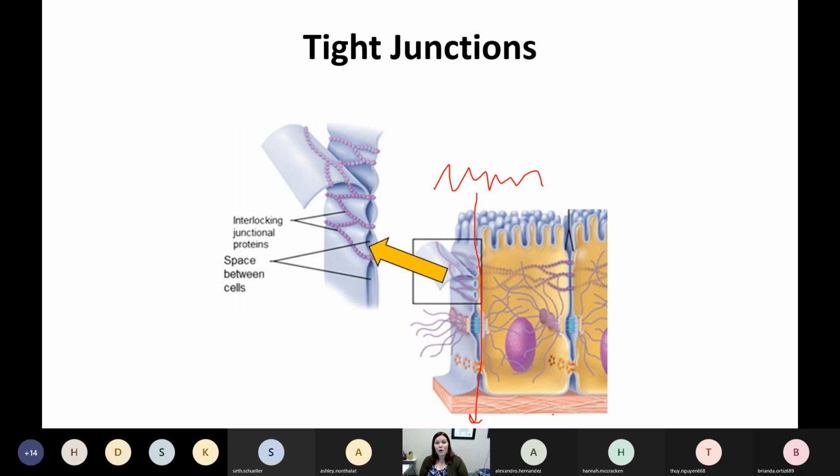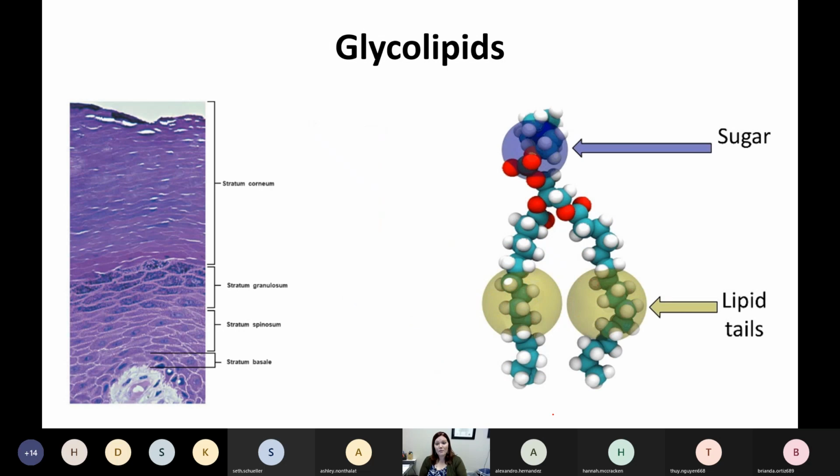But the tight junctions are not the only way that our skin is waterproof. The other thing I use to help me waterproof my skin is something called glycolipids. Glycolipids are sometimes called lamellar granules. I'm going to type that in the chat for you. Lamellar granules. Lamellar granules, or glycolipids, are the reason that stratum granulosum has those purple spots. Those purple spots that you see in stratum granulosum are these things called glycolipids.